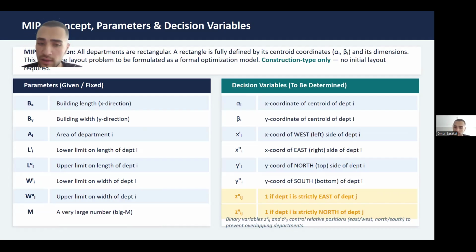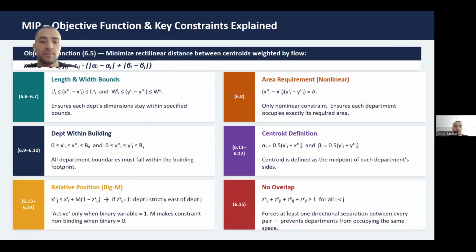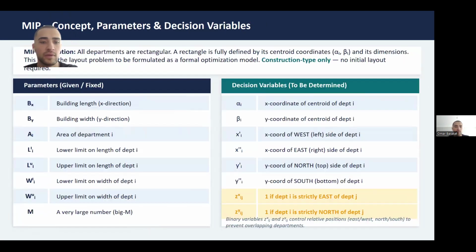Parameters the model needs: building length Bx and width By, area of each department Ai, and upper and lower bounds on the length and width of each department. These bounds prevent departments from becoming degenerate shapes. A department can't be 1 foot wide and 1,000 feet long just to satisfy its area constraint. So, the continuous decision variables define the geometry.